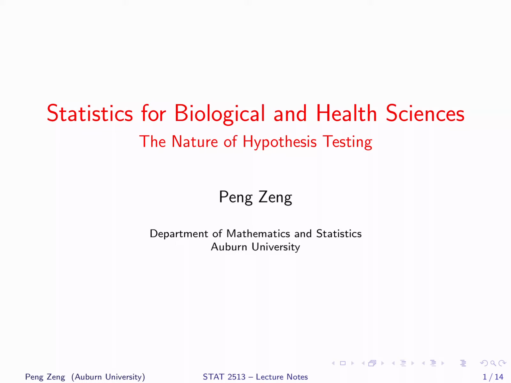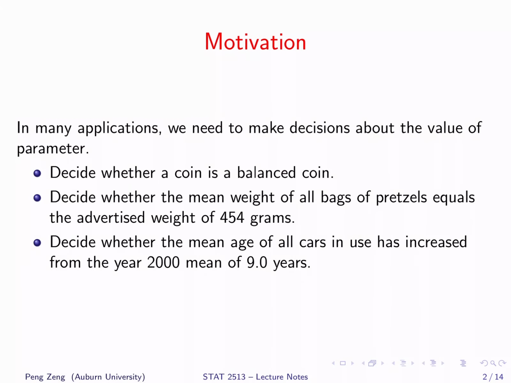This lecture introduces hypothesis testing and discusses many related concepts. In many applications, we need to make decisions about the value of parameters. For example, I give you a coin and expect you to tell me whether this coin is a balanced coin or not. Recall that a balanced coin means that the probability of heads is 0.5. In terms of statistics, I just want you to decide whether the probability of heads is 0.5.